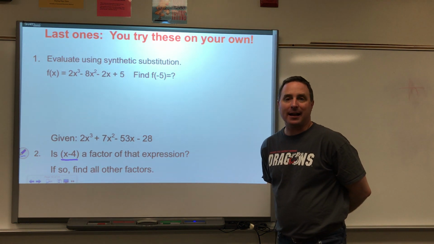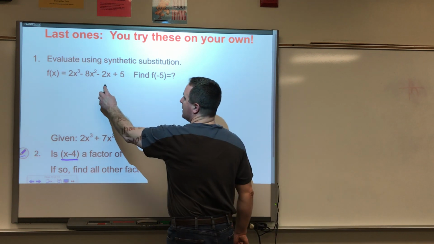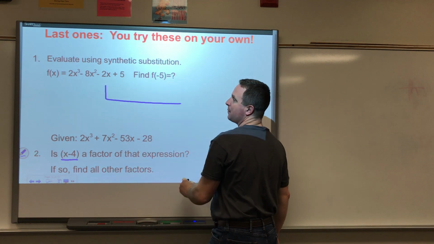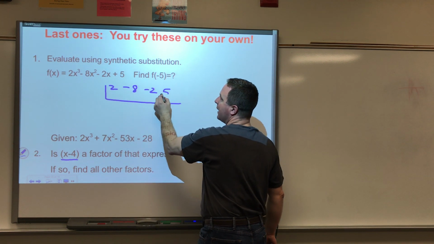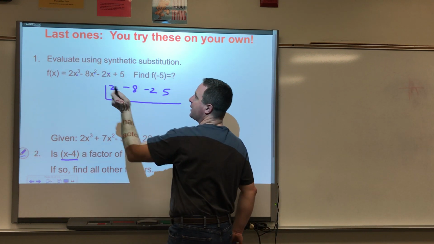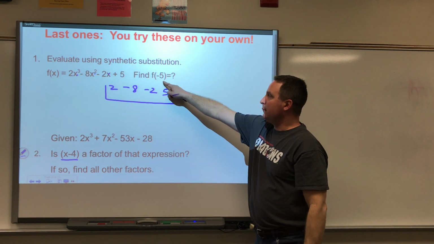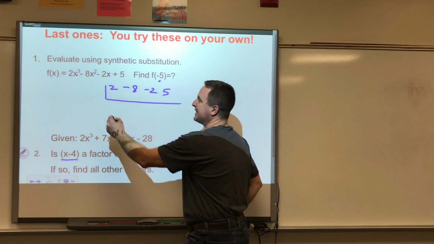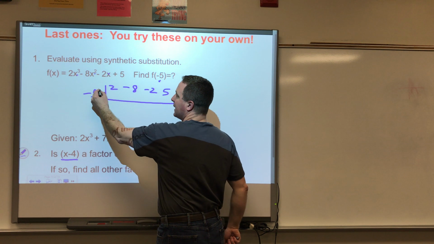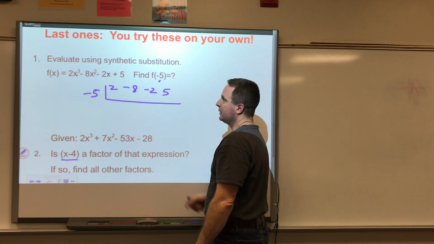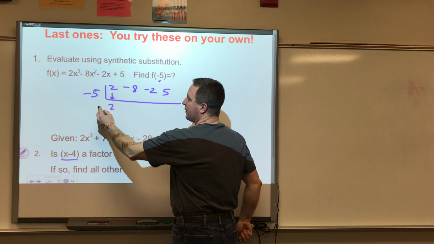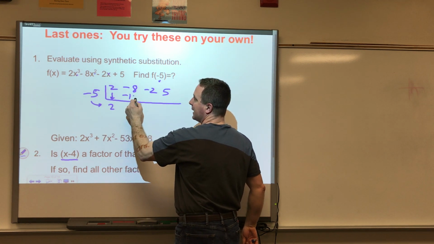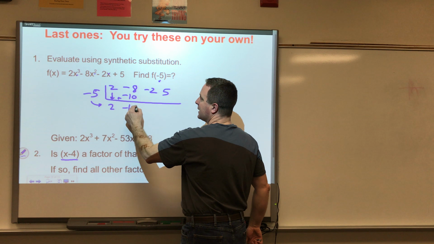Okay, welcome back. Let's give this a shot. If I try my synthetic division up here, I have a 2, negative 8, negative 2, and a 5. And again, I notice 3, 2, 1, all the exponents are there. When I'm evaluating the function, I'm going to put a negative 5 out in front. I'm going to drop down my 2 and then I multiply and add. So I'm going to get negative 10. That's negative 18.